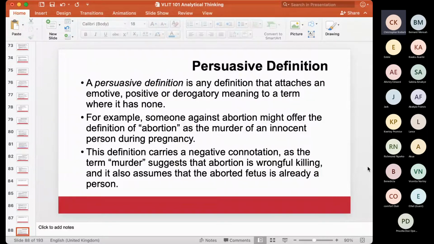Then we come to persuasive definition. So please, as I've requested, our time is up, but give me a few more minutes to wrap up with the definition, and then we step up with the last one.